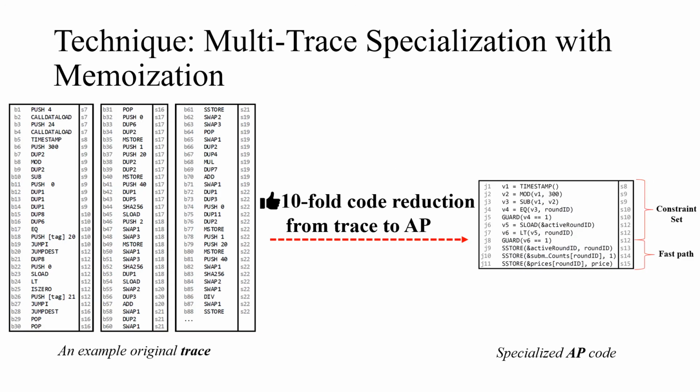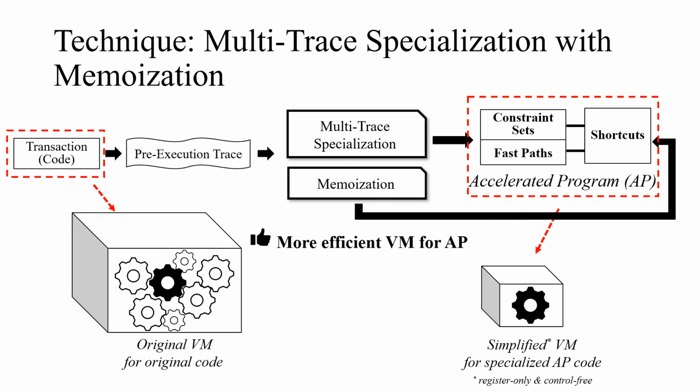Here are the highlights of our design. The specialized AP code is much shorter than the original trace. On average, its length is less than 1/10 of the original trace. A key innovation in the specialization process is to retarget specialized AP code to a hugely simplified, register-only and control flow-free VM, which has much higher execution efficiency than the original VM that has to support the full semantics of the original code. It means that the much shorter AP code also runs in a more efficient VM.